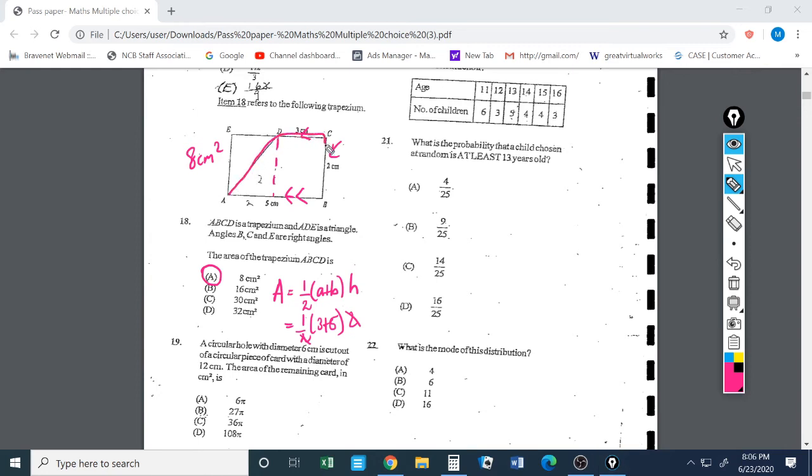Cool. All right, so pretty much good here. That's the area, 8 centimeters squared. And let's move on to number 19.